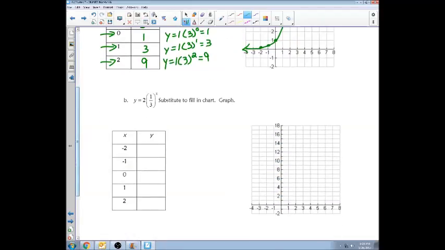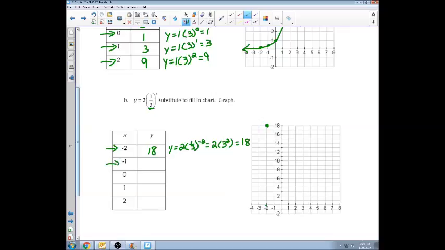Let's check part B. My growth rate is 1 over 3, which means I now have exponential decay. So if I put -2 in for x, I'm going to have y equals 2 times 1 over 3 raised to the -2nd. What that means is I have to take my 3, bring it up through the fraction bar. So I'll have 2 times 3 to the +2nd, which 3 to the 2nd is 9. 2 times 9 is 18. You can also graph these points as you go if you would like. So -2 is here, 18 is there, so there is our first point.